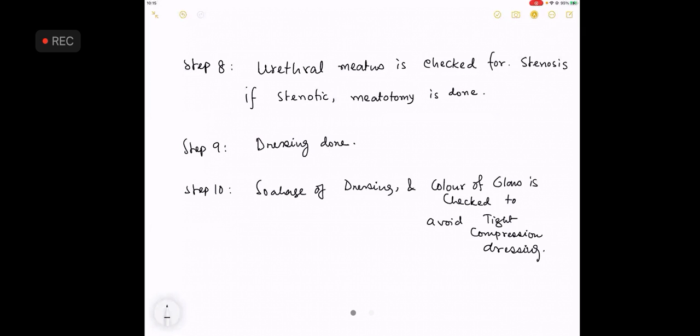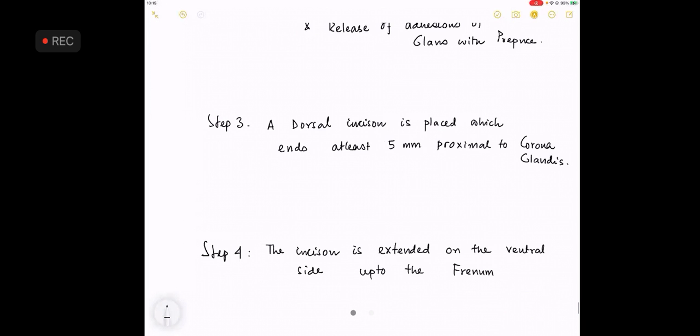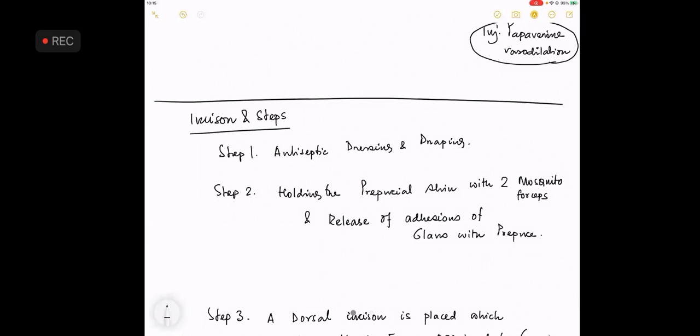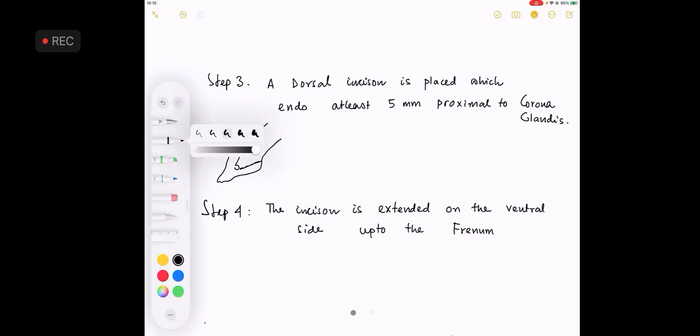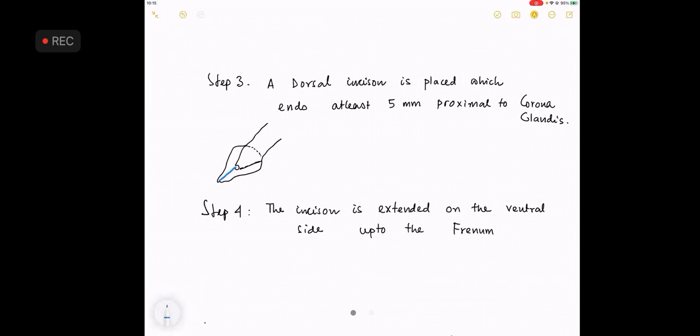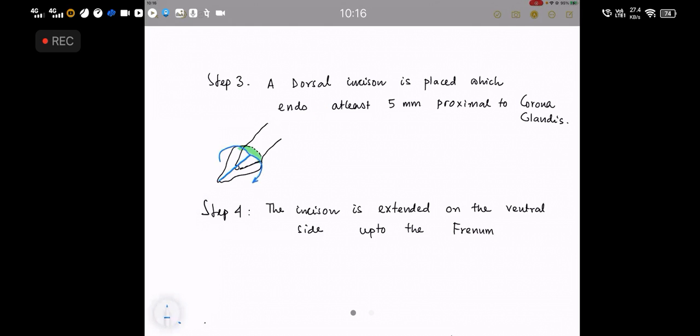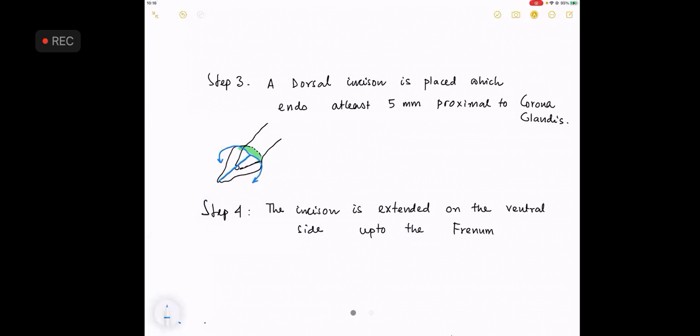Done? So I'll again go back to the 10 steps. The first of the steps are holding the preputial skin with mosquito forceps. Now, if you have not understood what does this dorsal incision means, if this is the sulcus and this is the glans, then an incision is made on the dorsal surface. Always remember this. It is made till a distance from the sulcus, so you do not extend your incision up to this point. Ultimately we rotate the incision on the two sides. You are required to know up till this.